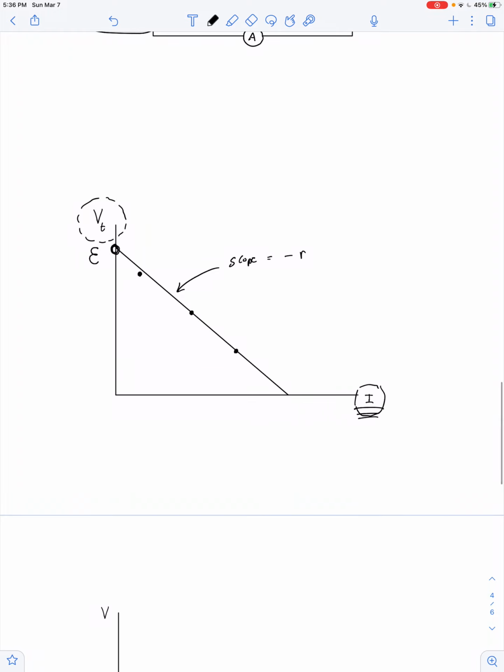In fact, there's an equation that says the EMF of the battery, its ideal voltage, is simply equal, well, yeah, we can write it like this, to the voltage across the terminals plus the current multiplied by the internal resistance. Now, that's consistent with Kirchhoff's loop rule.